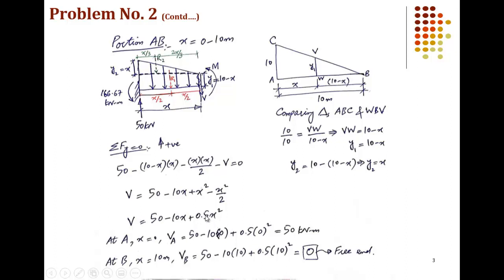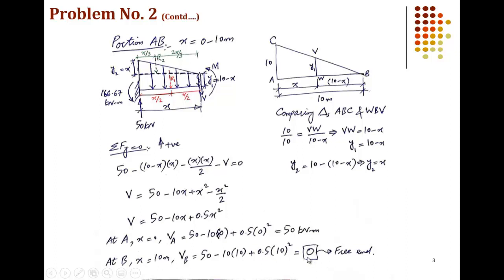Now in this equation we have x involved, so we will calculate the value of shear for point A as well as point B. At point A, value of x is 0, and at point B, value of x is 10 meter. So we will plug in these values and we will get shear at A equal to 50 kilonewton. Sorry, this is a mistake. This is not kilonewton meter, this is kilonewton. And shear at point B is equal to 0.